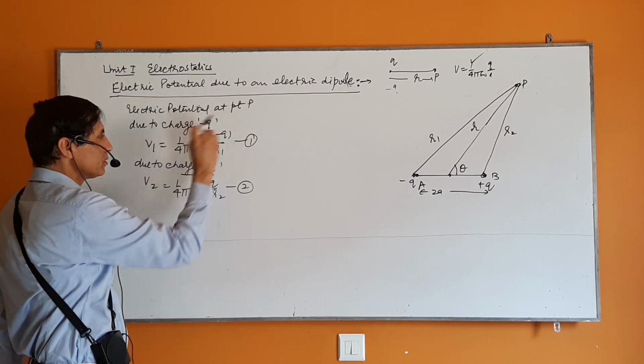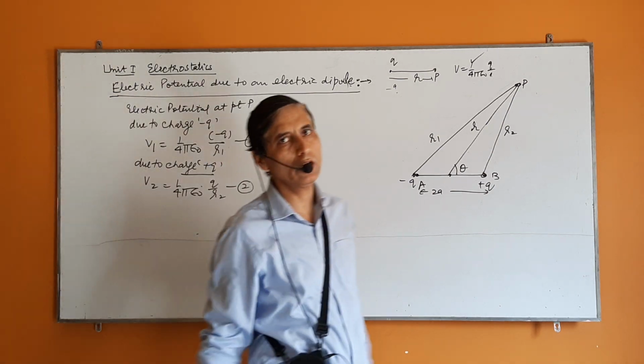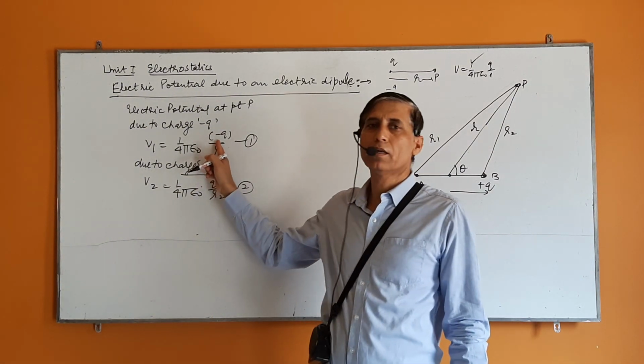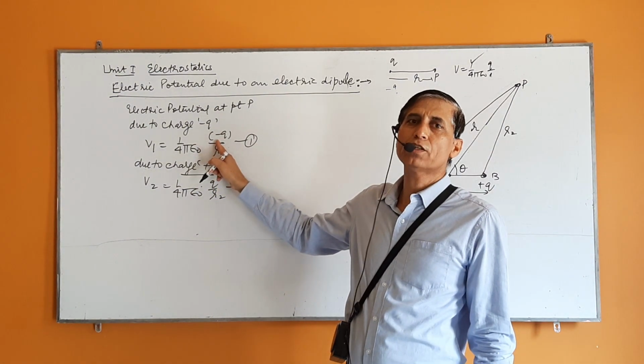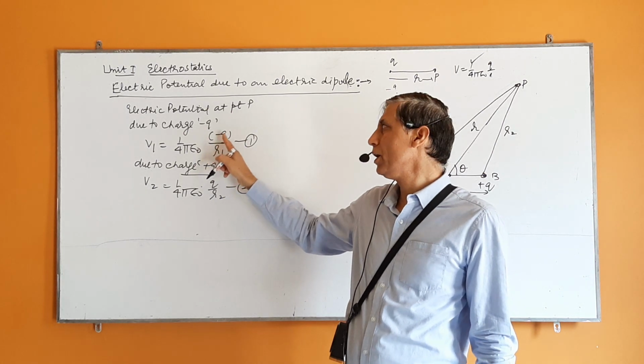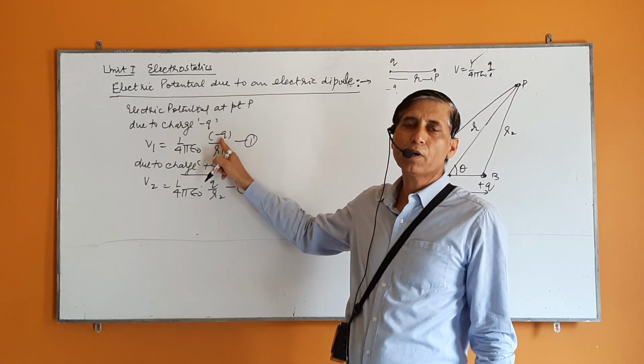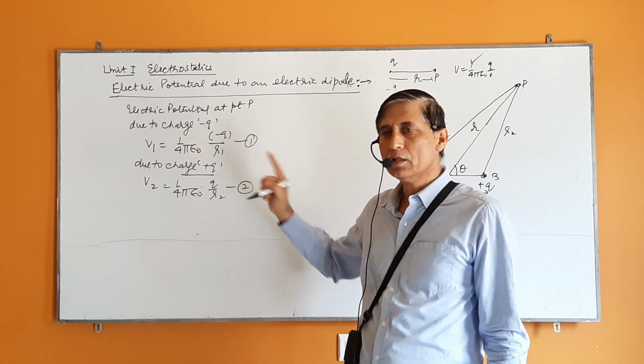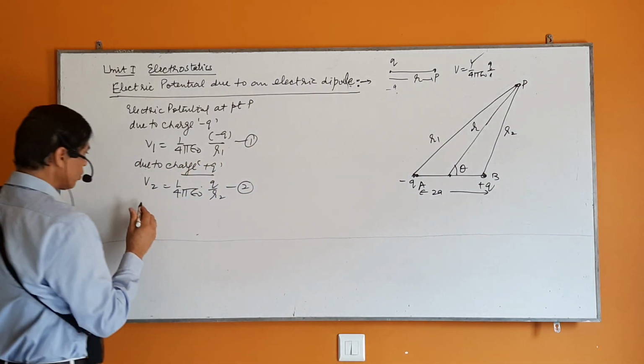There is a difference between electric field and electric potential. In electric field, we don't consider the sign; we take the magnitude of the charge. But in case of potential, we take the sign of the charge because it is a scalar quantity. This is the difference.